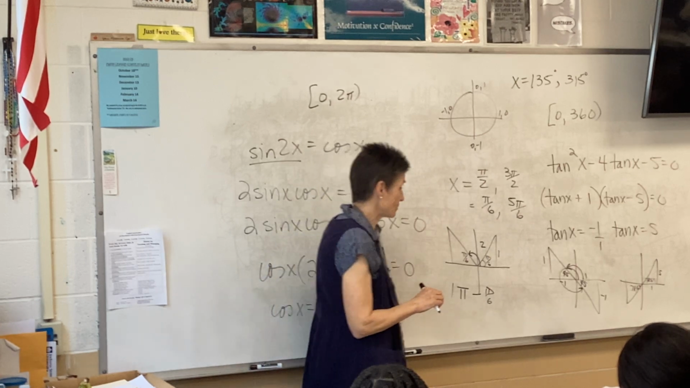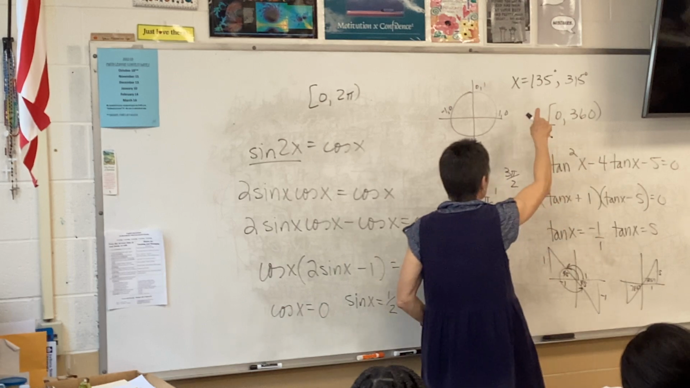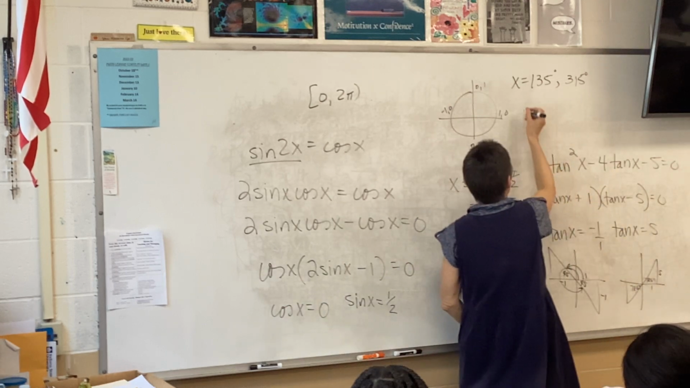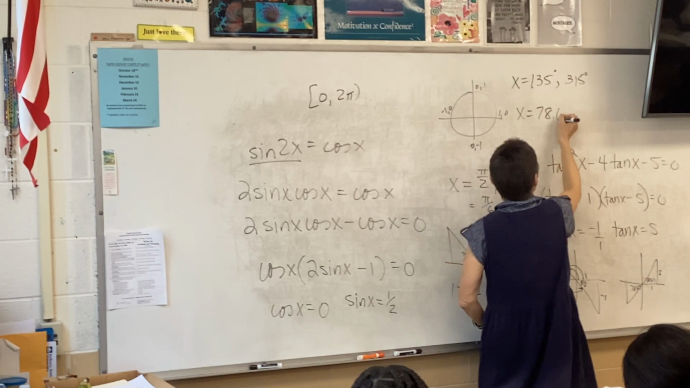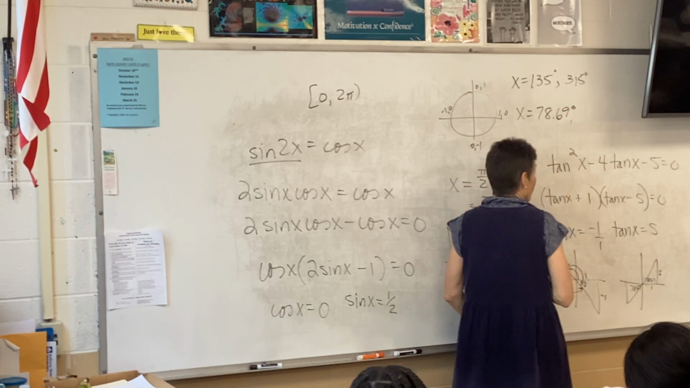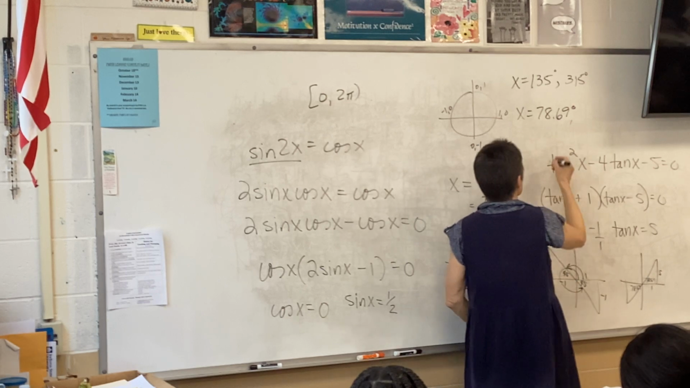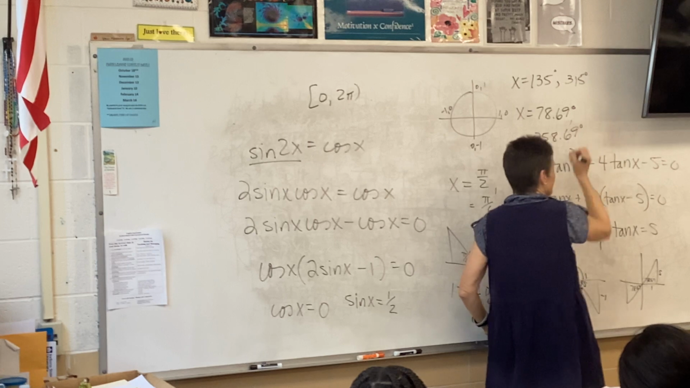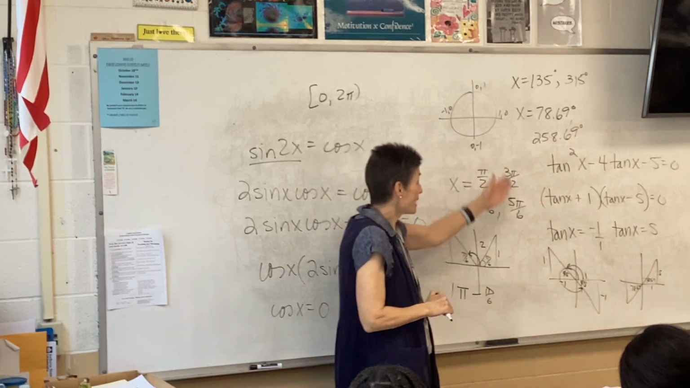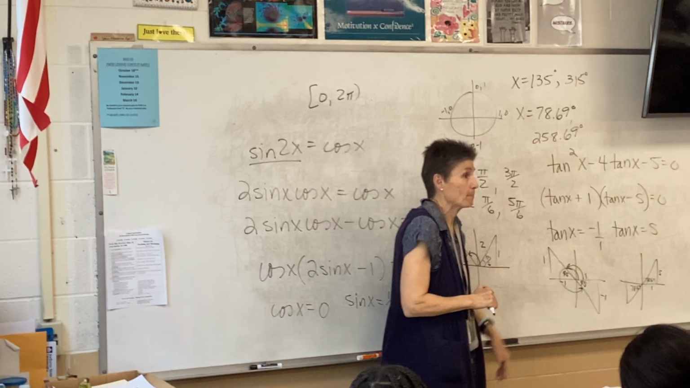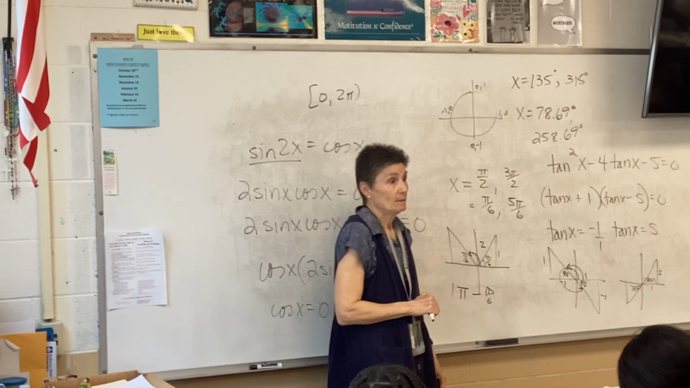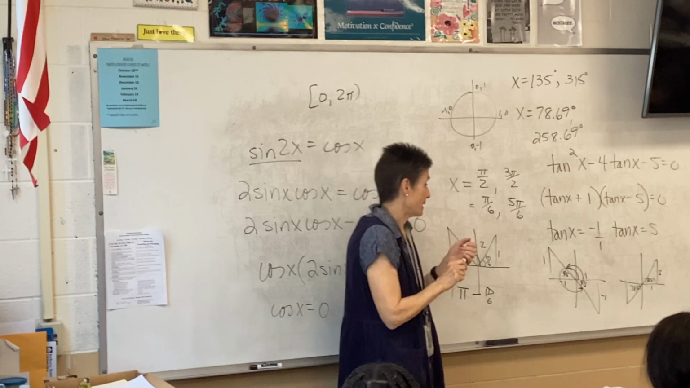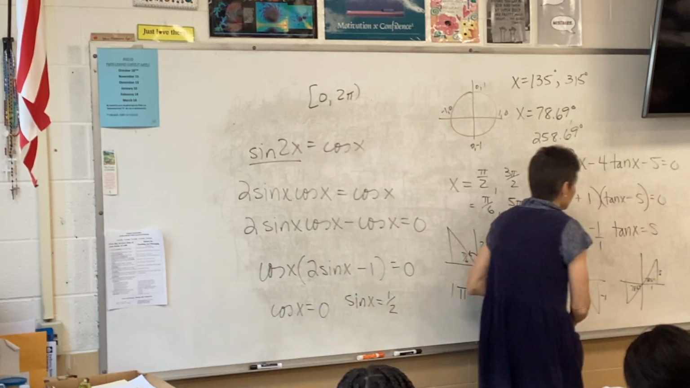So what are the answers to that part of the problem? Here are the first two. One of them, 78.69. 180 plus that, which would be 258.69. And there are the four answers to that problem. All right, everybody understand why I needed a calculator? Yeah, because 5 is not special.